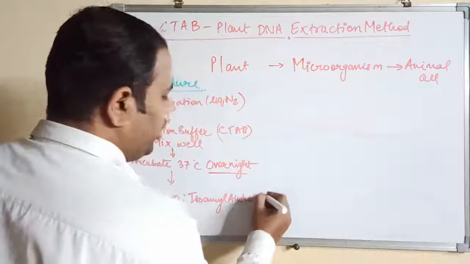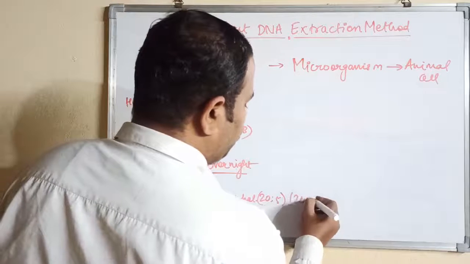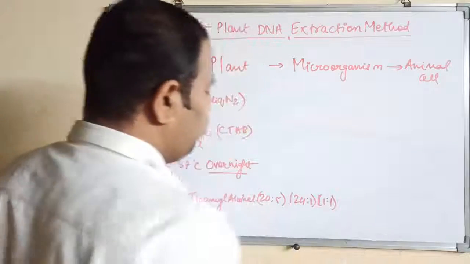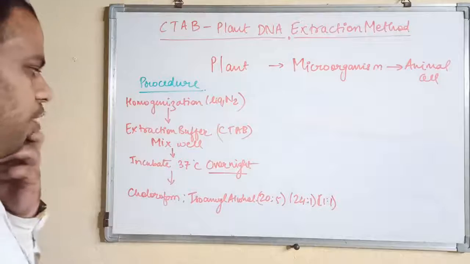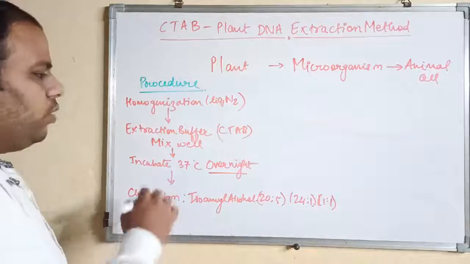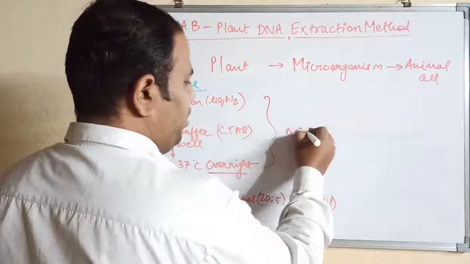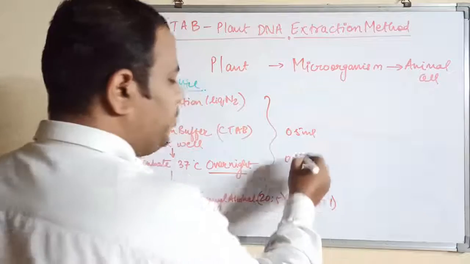I told you 3 ratios: it can be 20:5, or 24:1, or 1:1. It depends on what type of DNA sample you are isolating. So you have to add the chloroform isoamyl alcohol in equal amounts. For example, if this component here is 0.5 ml, then you have to add this 0.5 ml.